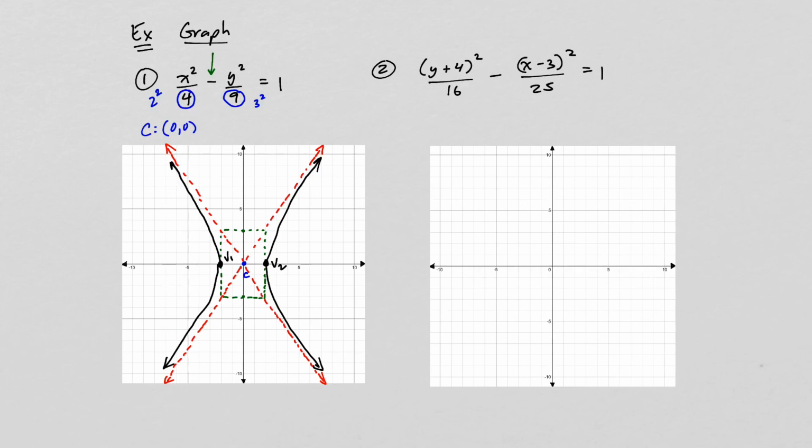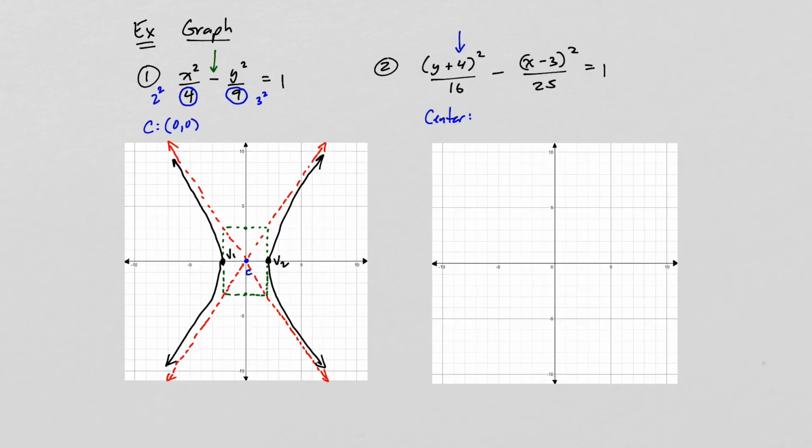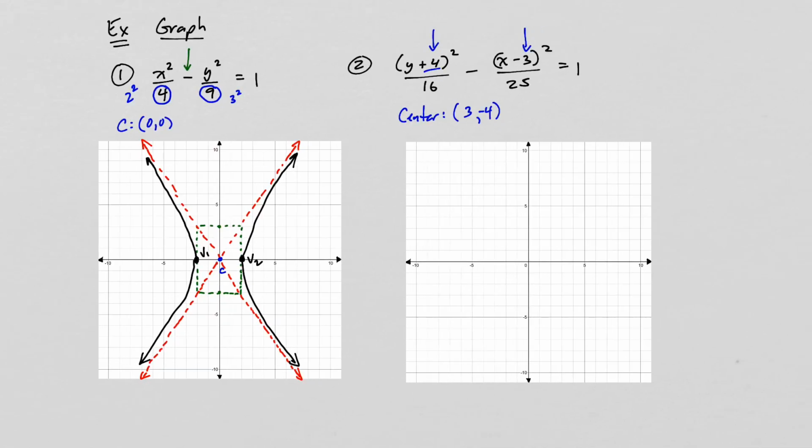Okay, let's look at another example. So again, for this one, first thing we have to do is identify the center. So center is going to have a y-coordinate of -4 and an x-coordinate of +3. So that would be this point right here. Now, from that point, that's our center.